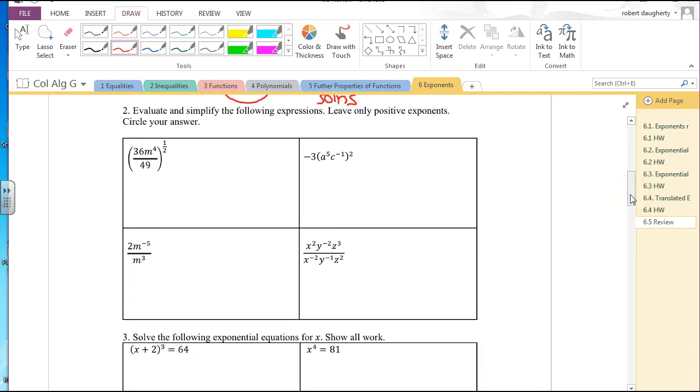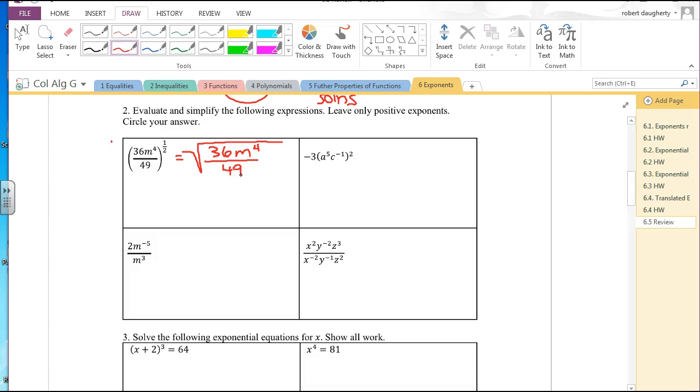Problem number 2 here, continuing on, properties of exponents, but I'm working with expressions and making sure that I can obey the laws of exponents. So in this next one here that you see, 36 m to the 4th over 49 to the 1/2, that is the square root of everything that you see here. So that's the same as writing the square root of 36 m to the 4th over 49, okay? So the square root of all of that.